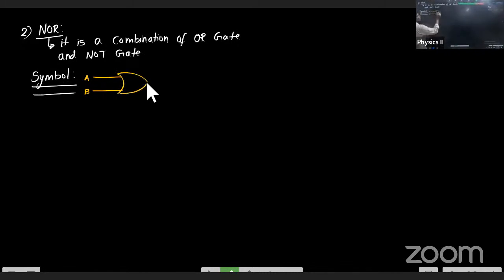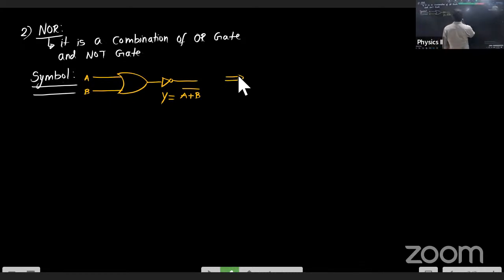To this OR gate, what we are doing? We are attaching a NOT gate. So this symbol will behave like a NOR gate. And what will be the output here? Y is equal to. We know that OR gate is used for performing arithmetical operation, that is nothing but addition. So to that addition, I am adding a NOT gate. So it will invert the thing. So what will be my output? My output will become A plus B bar.